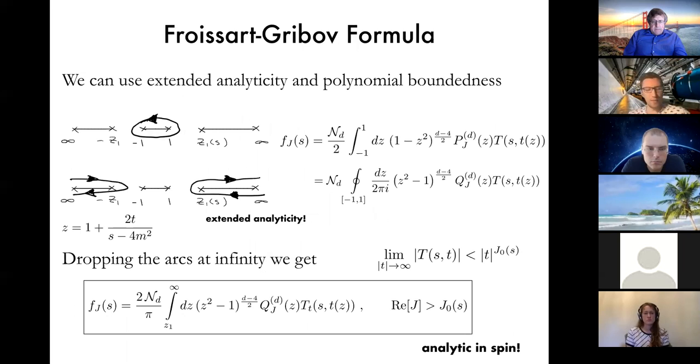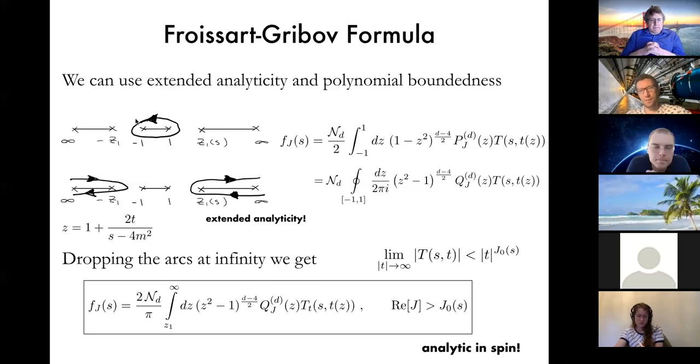formula, which lately is called, in the context of conformal bootstrap, the inversion formula. And this is something where extended analyticity is being used. You start with f_J. It's defined as a projection of your amplitude on a given Legendre polynomial. So this is the definition. That's the first line. And you can rewrite it as a certain contour integral.